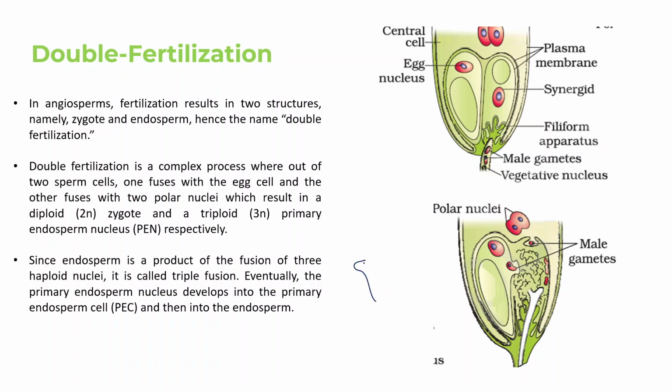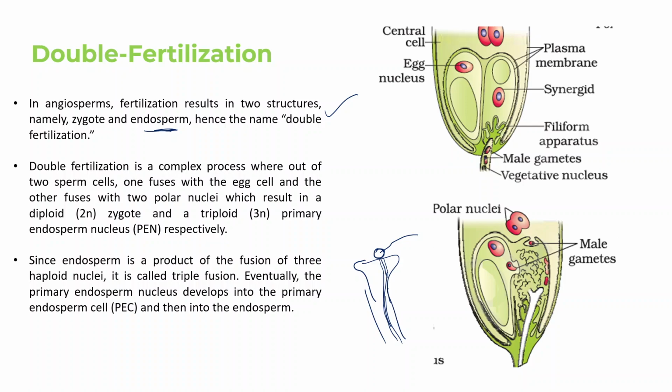For example, this pollen pistil interaction is done here. The pollen lands here, there is a chemical dialogue between them, and it allows the pollen grain to generate a pollen tube along the style, and it goes through the ovary. Now, what happens after that? In angiosperms, this fertilization results in two structures. First is zygote formation, and the other is called endosperm.